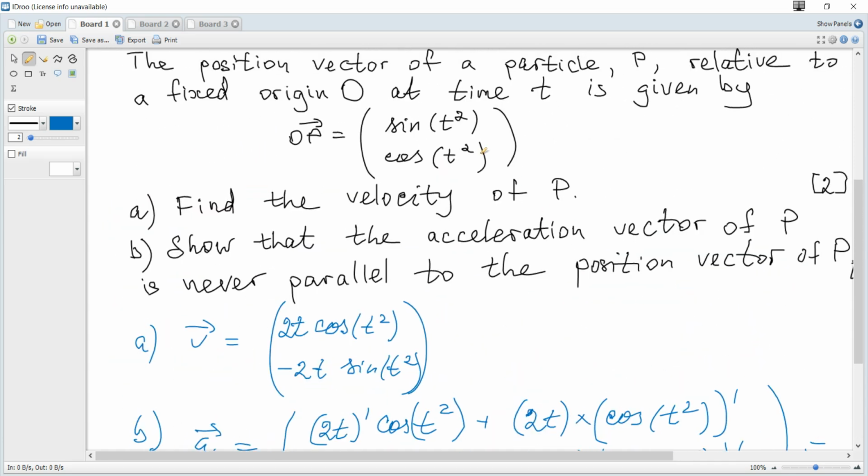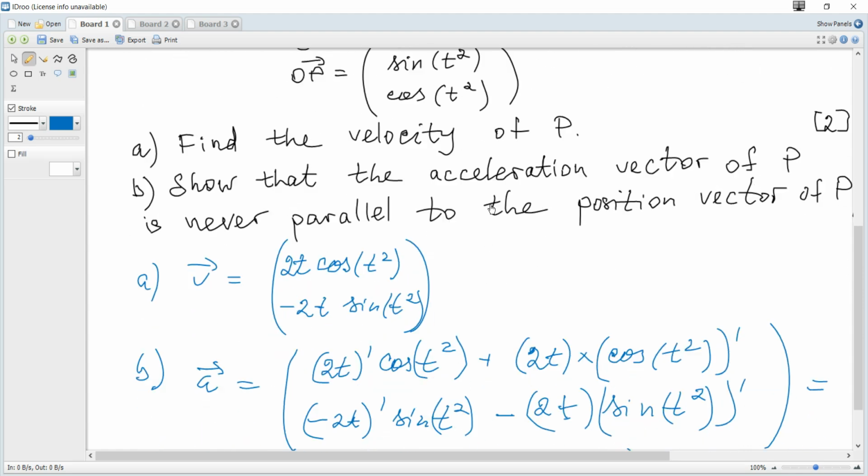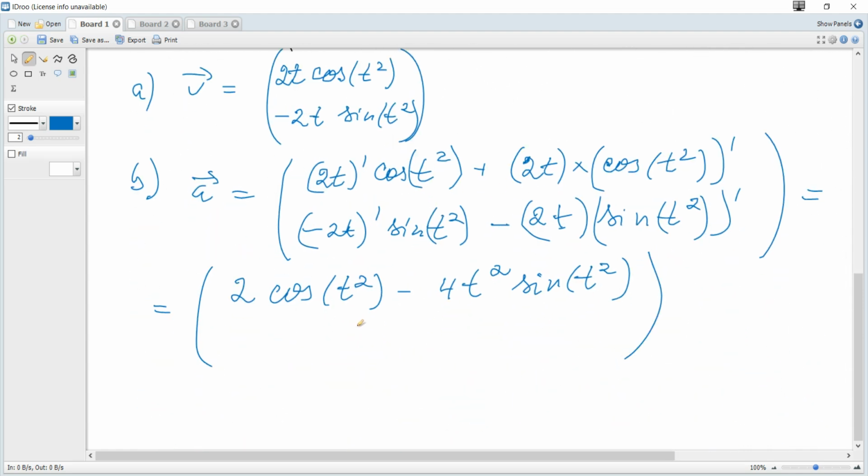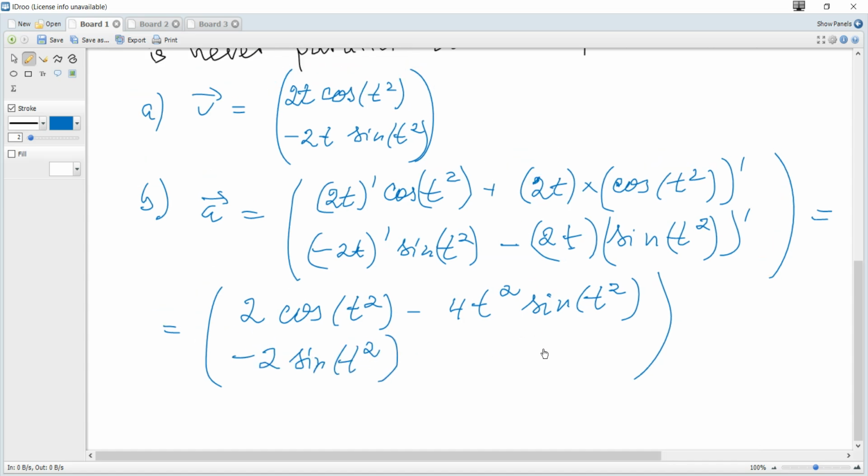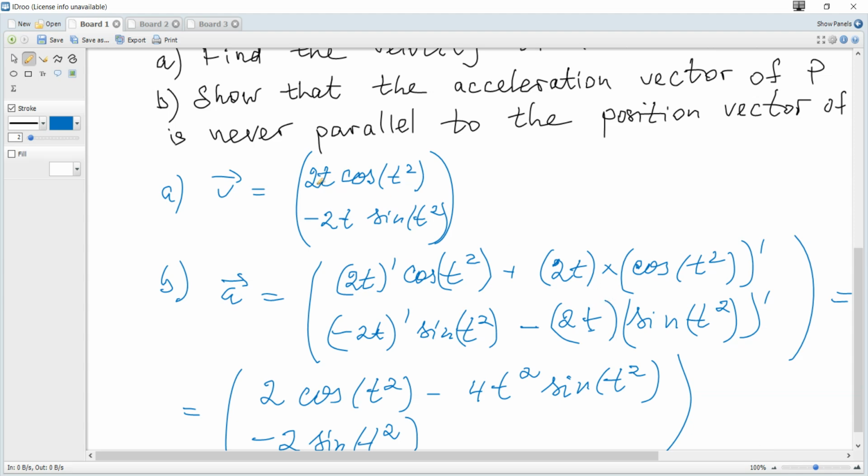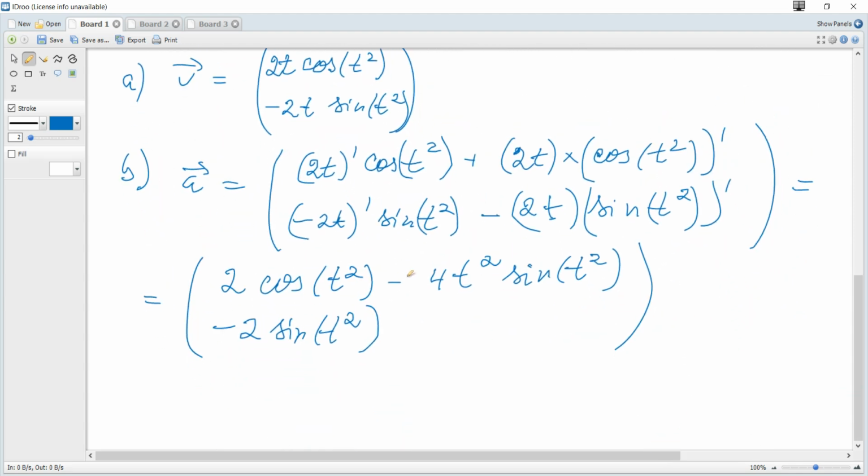The cosine derivative is already found, it is this. We just take this directly. And the y component becomes negative 2 sine of t squared, and the sine derivative is 2t cosine, so minus 4t squared cosine of t squared.